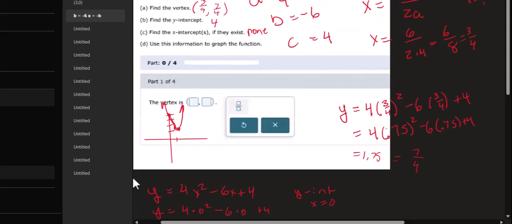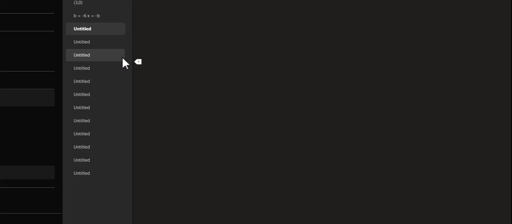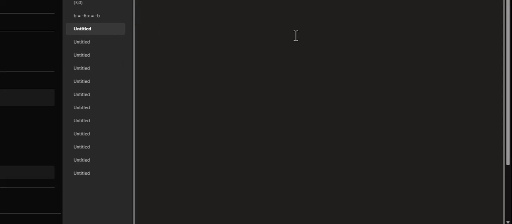So you graph your vertex, you graph your y-intercept, and then you can just pay attention, and you'll see how it does not have any x-intercepts. Well, this is a good problem. I like this one.